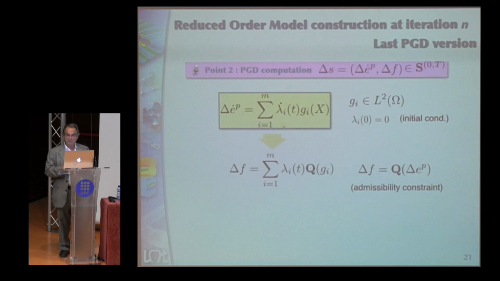The second point is also very clean. We introduce a separation of variable only for the correction related to the generalized inelastic strain rate. So all these functions here of the time or space variable are arbitrary. So here we introduce the initial condition, and we introduce also the admissibility constraint by constructing the correction related to the generalized stress, where here you have the operator Q, so we have to compute, to get this term, several elasticity problems. So it is very easy.